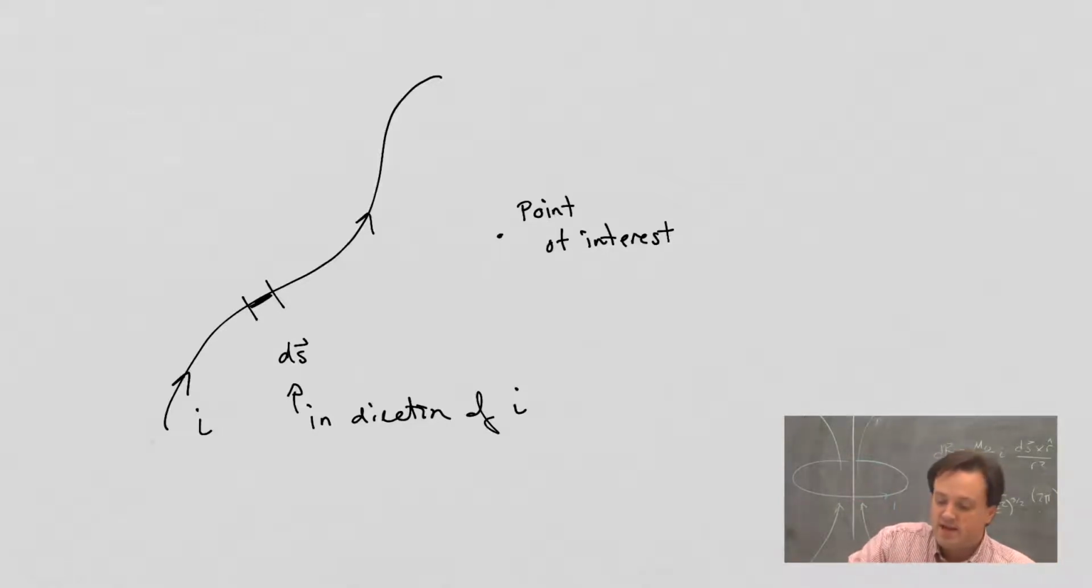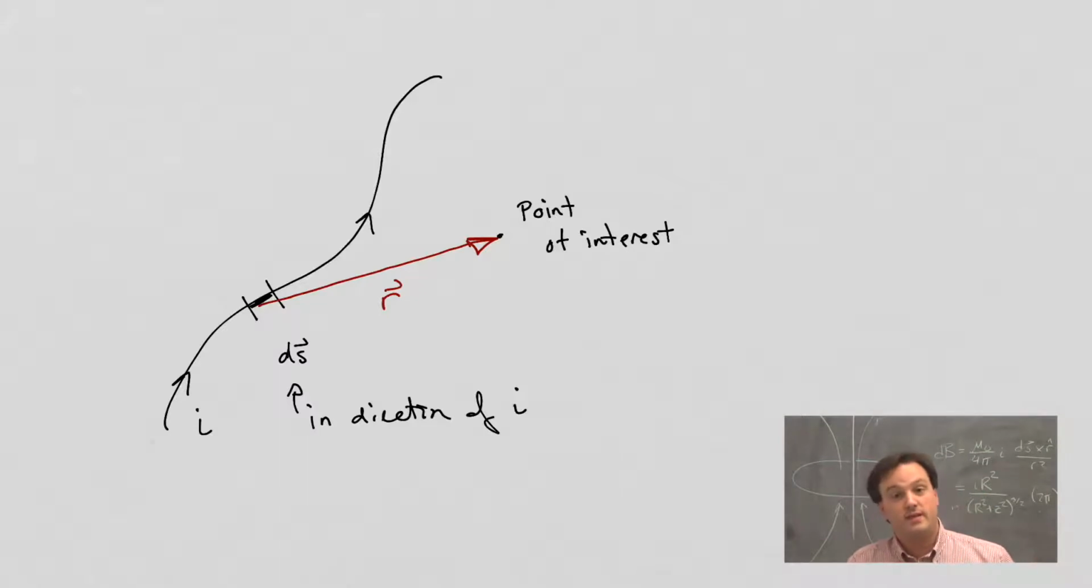And once I have that ds, then I can relate that to, say, my point of interest, right? I have my r vector that points from that little ds to the point that I'm interested in.